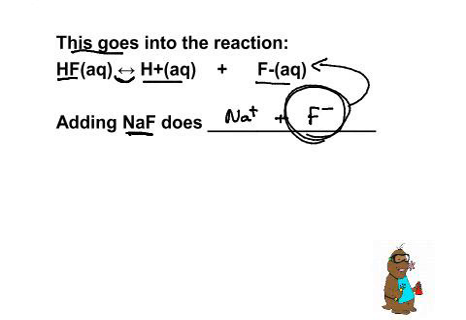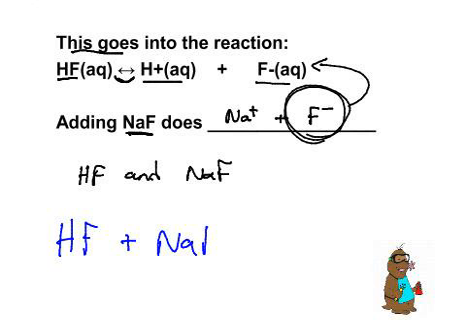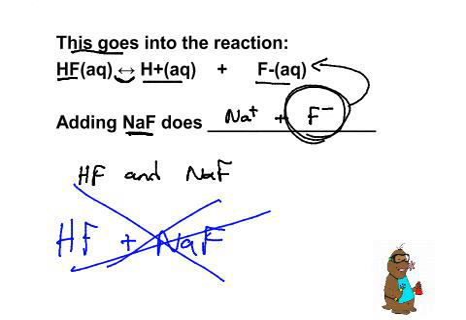What I often see students do is that if they have a mixture of HF and NaF, the common mistake is they write HF plus NaF. Wrong! That's very wrong. Don't do that, please. Because HF has a partner, F negative, and we've always said partners must always appear on opposite sides. So notice that in this reaction, the HF is on the opposite side from the fluoride.